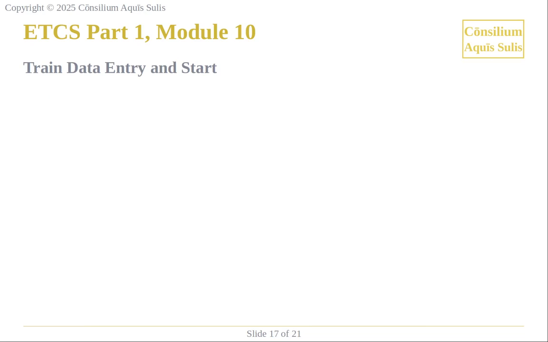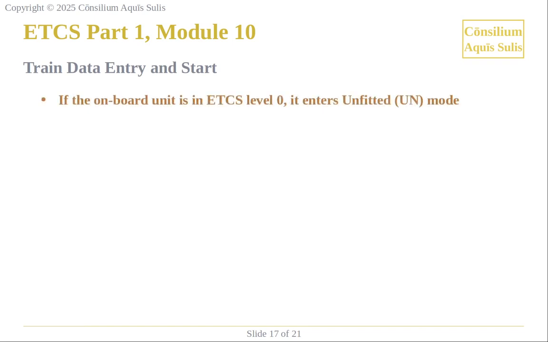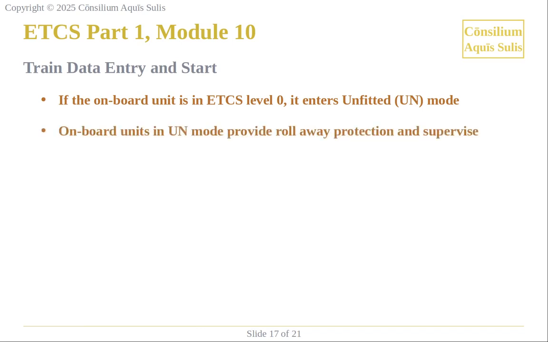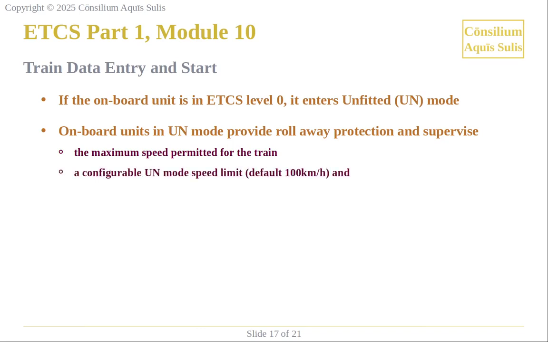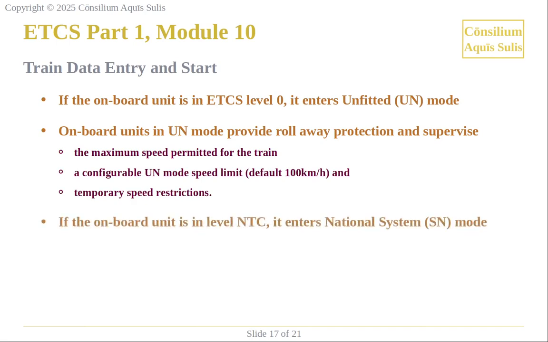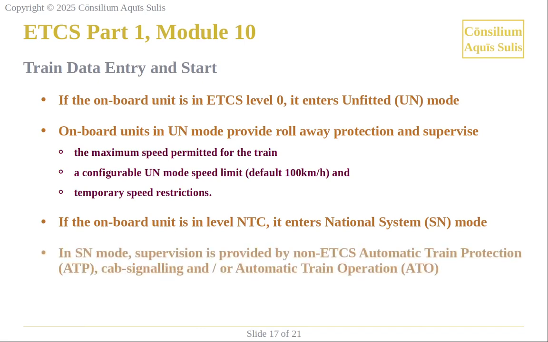If the onboard unit is in ETCS Level 0, it enters unfitted mode. Onboard units in unfitted mode provide rollaway protection and supervise the maximum speed permitted for the train, a configurable unfitted mode speed limit, and temporary speed restrictions. If the onboard unit is in Level NTC, it enters National System mode. In National System mode, supervision is provided by non-ETCS automatic train protection, cab signalling or automatic train operation.